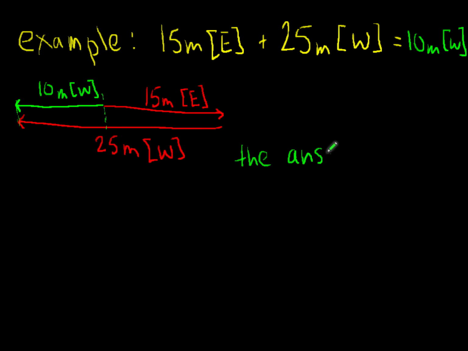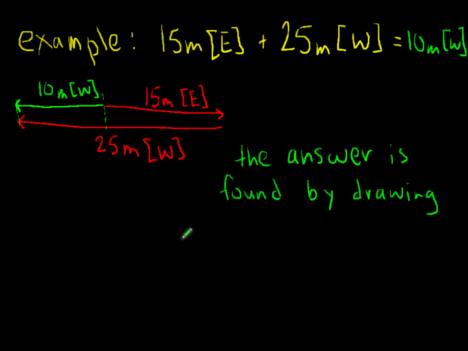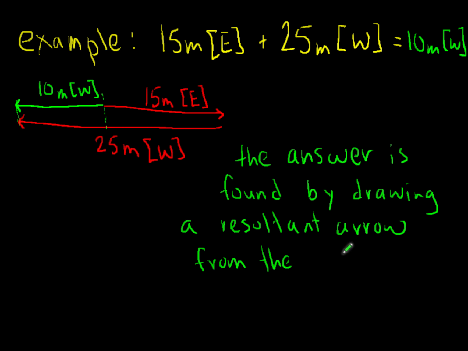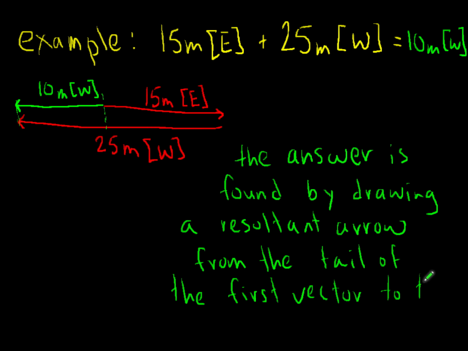This final answer is actually called the resultant, and this answer is found by drawing a resultant arrow from the tail of the first vector to the tip of the second.